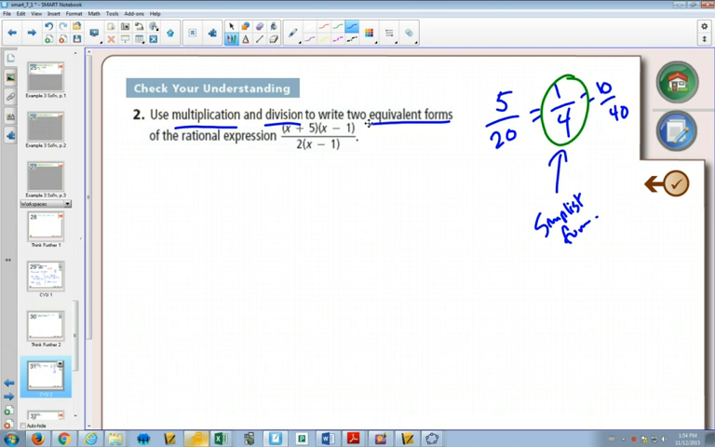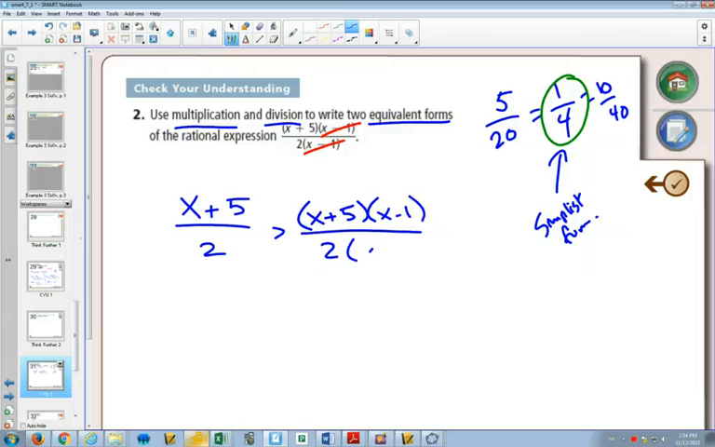Yeah, we could just cross out the x minus 1s and divide them away. And you're left with x plus 5 over 2. That is the simplest form. If you wanted something not as simple, you could multiply. You could multiply by just a number.